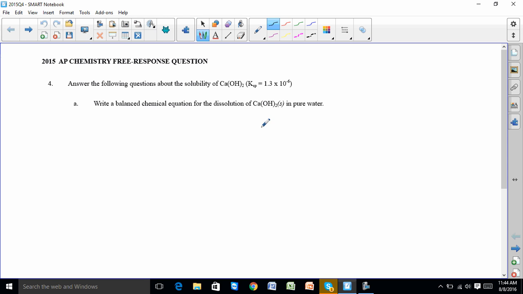2015, question 4, answering the following questions about the solubility of calcium hydroxide. Ksp is 1.3 times 10 to the negative 6. Write the balanced chemical equation for the dissolution of Ca(OH)2 solid.